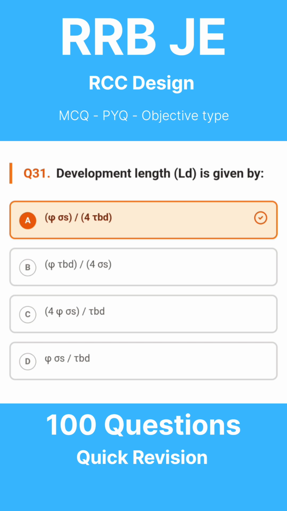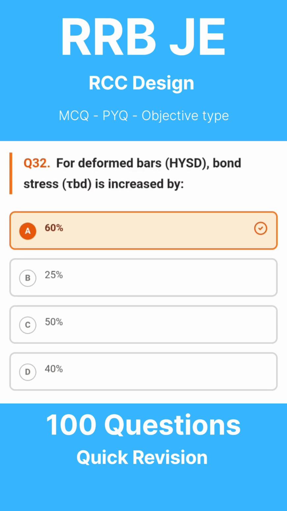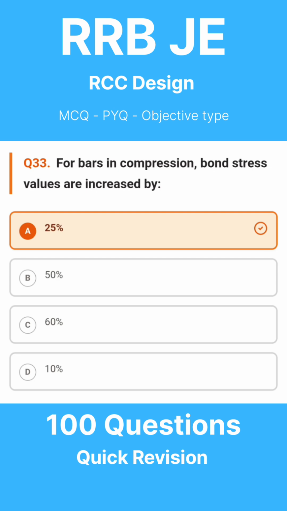Question 31. Development length, Ld, is given by. The correct answer is phi sigma s divided by 4 tau bd. Question 32. For deformed bars, HYSD, bond stress tau bd is increased by. The correct answer is 60%. Question 33. For bars in compression, bond stress values are increased by. The correct answer is 25%.